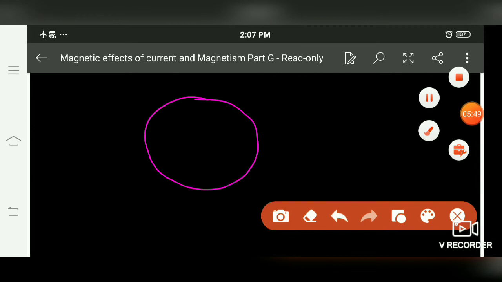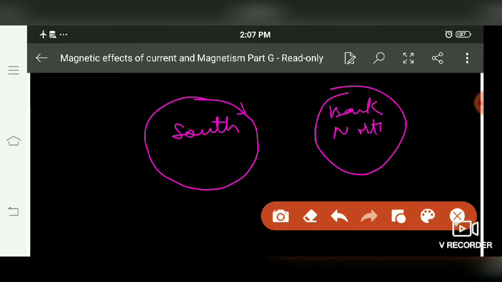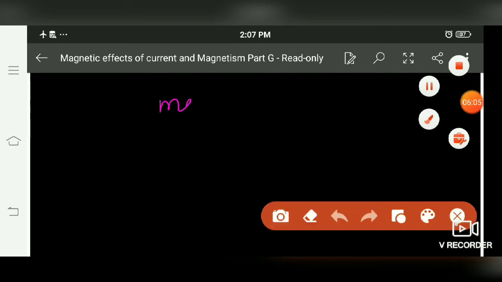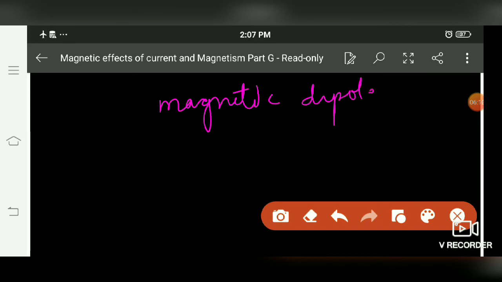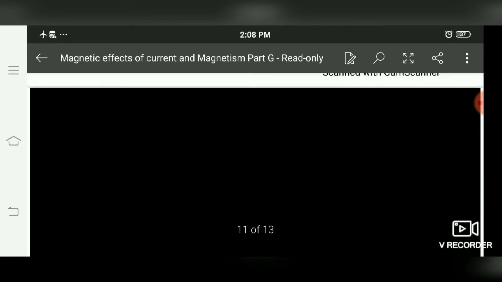So we can say front direction is acting as a south and back direction as a north, so it appears like a magnetic dipole with some magnetic dipole moment which is perpendicular to the plane of the circular loop.